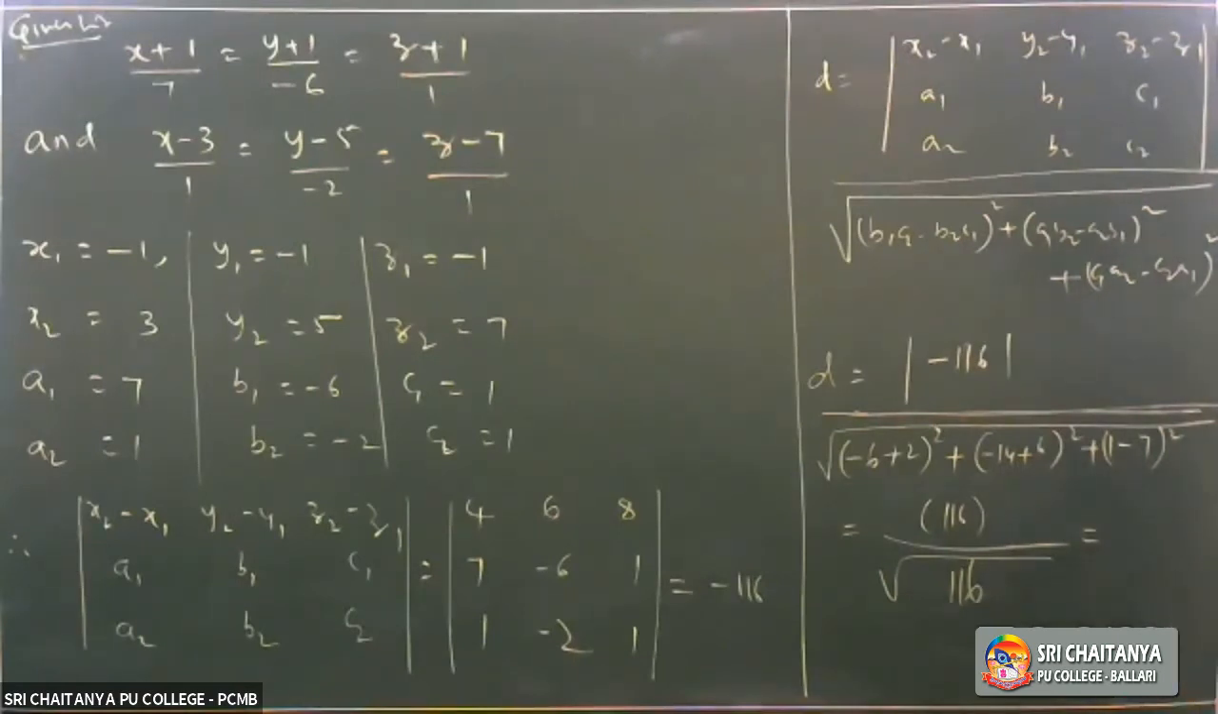You are going to get 29 into 4. That means you can write this as root of 116, which is equal to 2 root 29 units. Why? Because 29 fours are 116.